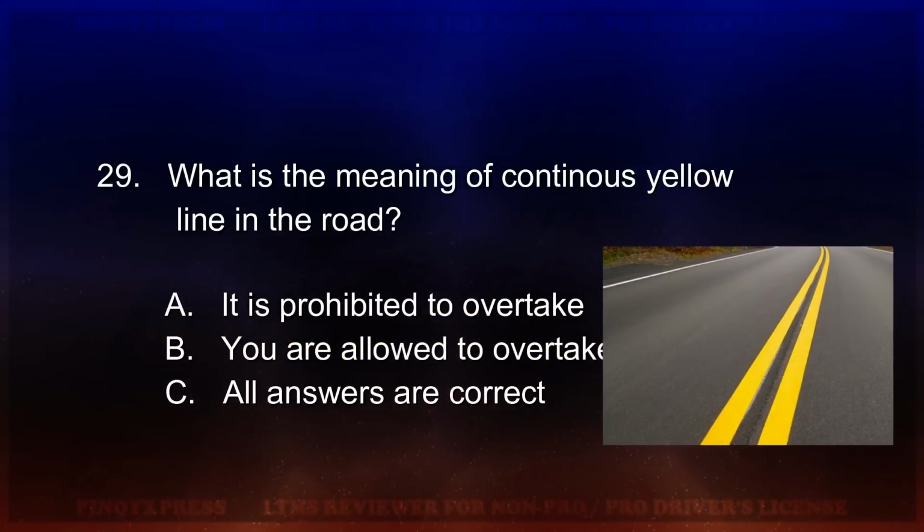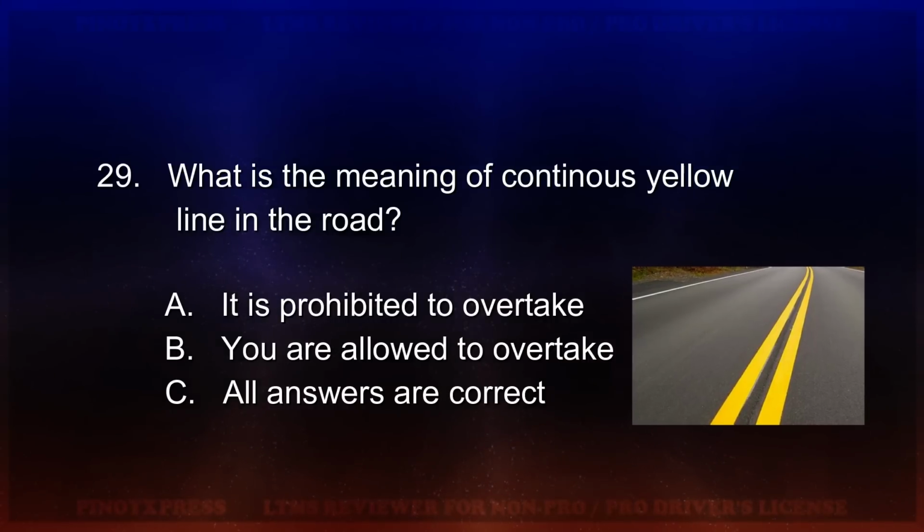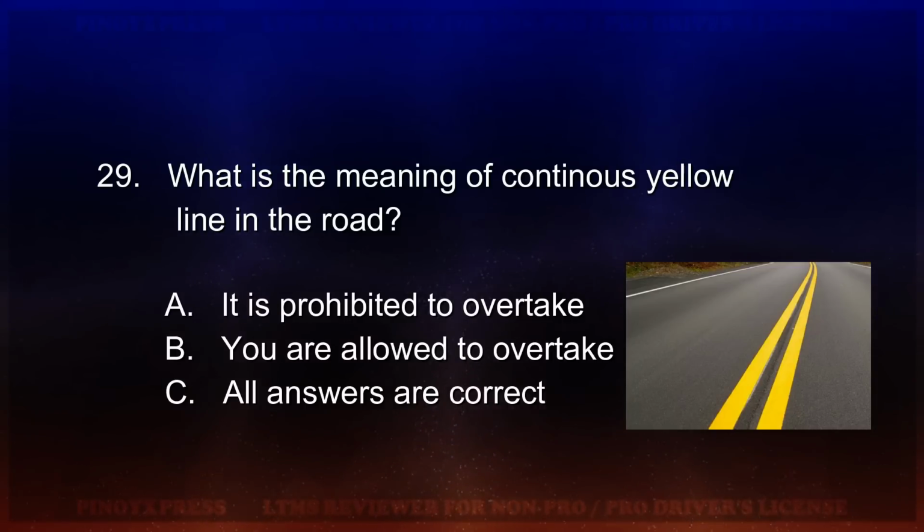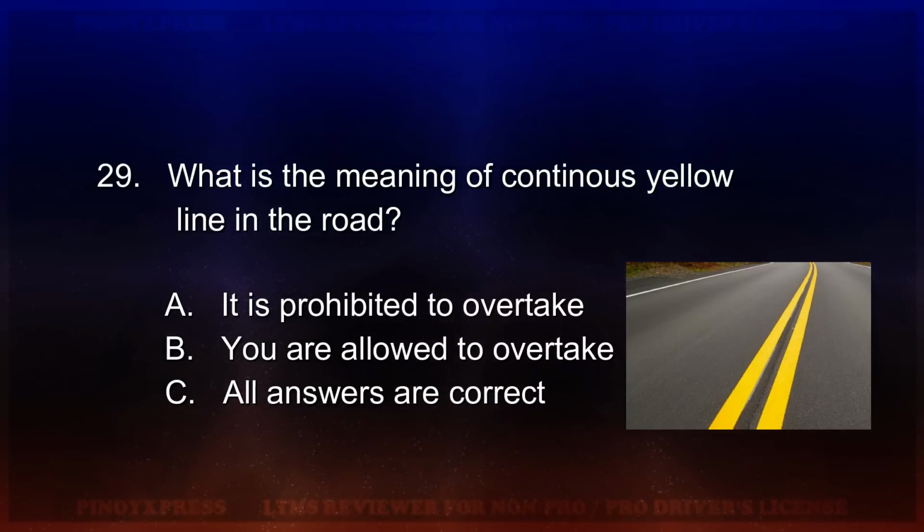What is the meaning of a continuous yellow line on the road? A. It is prohibited to overtake. B. You are allowed to overtake. C. All answers are correct. The correct answer is letter A.